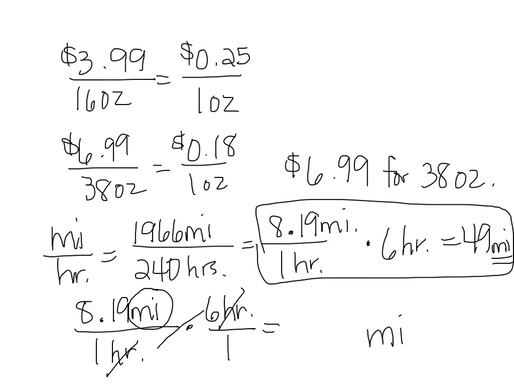Now I have my problem set up the way that I want it to be set up. I just have to go 8 and 19 hundredths times 6, which is 49, and then 1 times 1 is 1. And then when you simplify it, 49 divided by 1 is just 49.